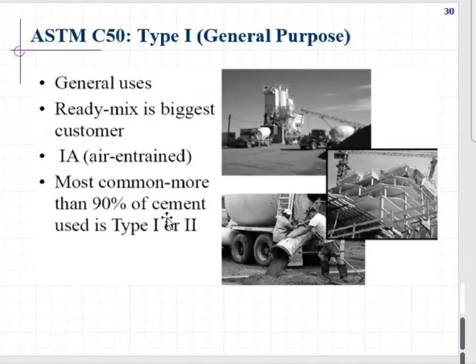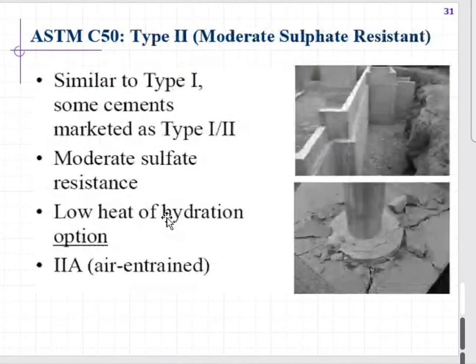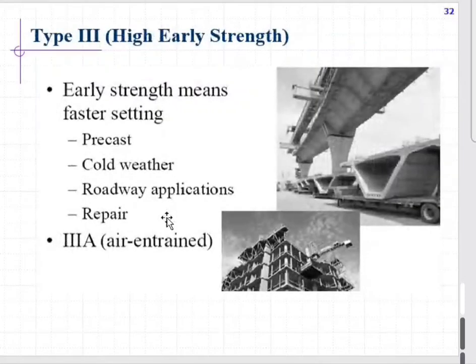Type 1 is the most commonly used cement. Sulfate resistant cement is mostly used under the soil. Low heat of hydration is also an option. Then early strength means we want fast setting. Sometimes we need it in the precast industry or high-rise buildings where we have cold weather. We can go for the high early strength cement or faster setting.